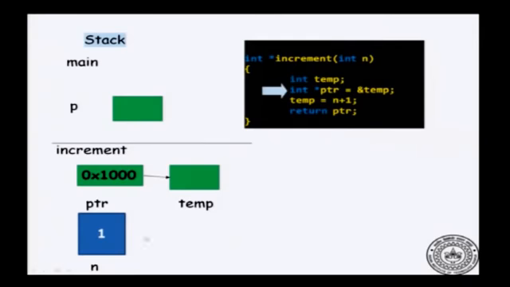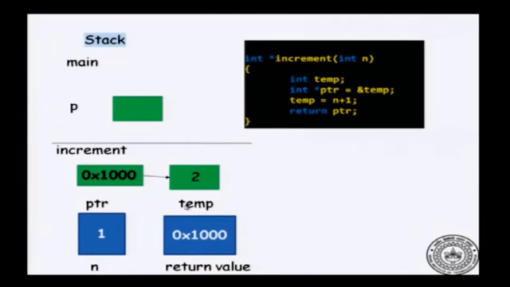and then you declare a pointer to temp. So, there is a ptr. Let us say that temp is at address hexadecimal 1000. So, ptr contains 1000 and it points to temp. Now, in the next statement, you set temp to n plus 1. So, n is 1 and temp is 2. Now, ptr points to temp, and now I will return ptr. So, the return value is 1000, which is the address of temp.